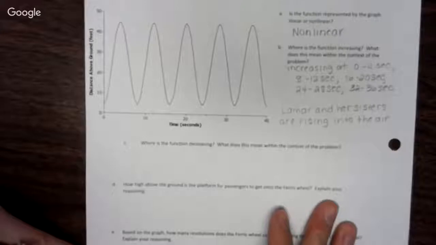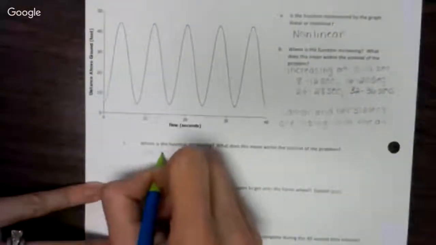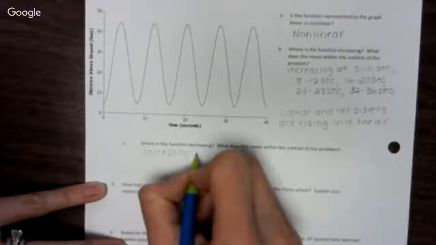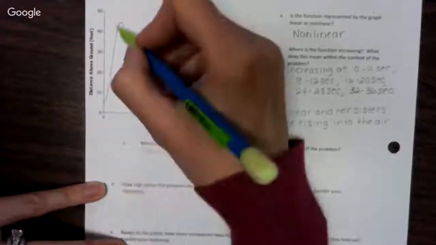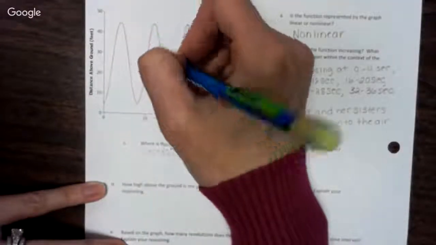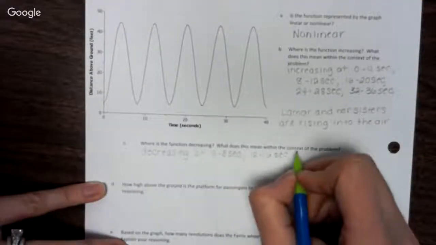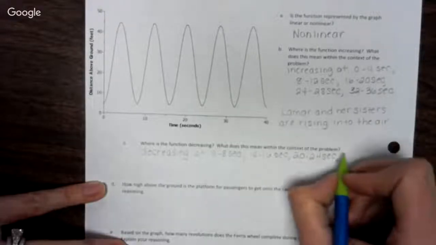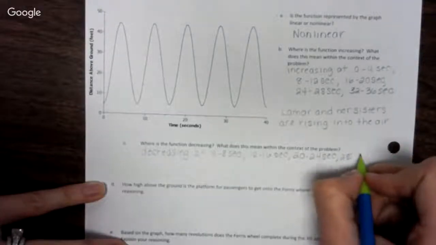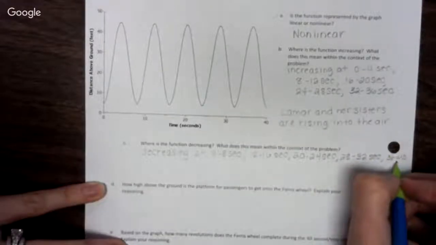All right, part C. Where is the function decreasing? Well, if it's increasing at all these time slots, we're going to be decreasing during the rest of the time. So we're going to be decreasing between 4 and 8 seconds. So coming down, goes back up, comes down between 12 and 16 seconds, 20 and 24 seconds, 28 and 32 seconds, and then 36 to 40 seconds.